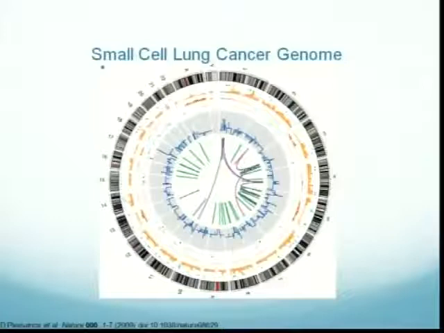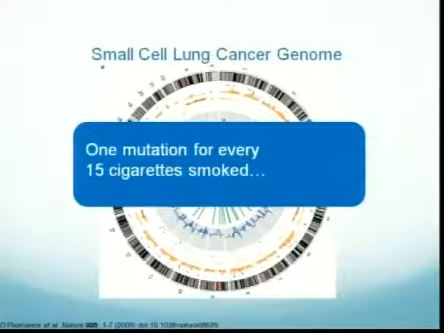hopefully, I think they want to know if this can be understood by physicians and patients. What was very cool about this sequencing effort and this study is what they did was they then took this small cell lung cancer genome, and based on the average number of cigarettes that this patient specifically smoked, they calculated that there's one mutation in the lung genome for every 15 cigarettes smoked. So basically, that's a lot, I think. I don't know how many cigarettes are in a pack, but I'm guessing you get one mutation for every pack of cigarettes. So not very good.